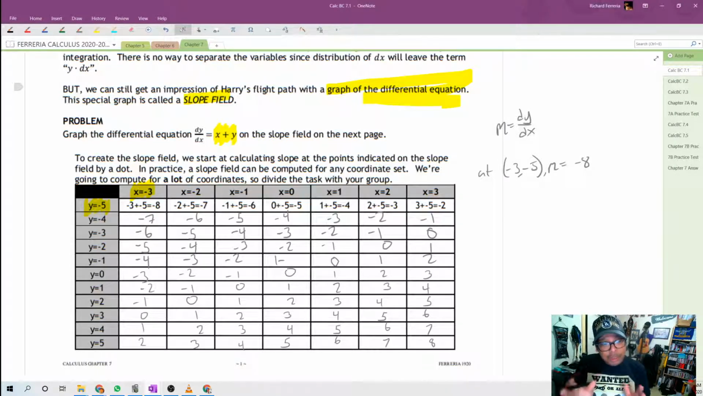And you can rest assured that if you were actually going to do this on an AP test, you wouldn't have this many coordinates to do. Probably somewhere between 5 and 8 coordinates are typically what we see on the AP test. So don't feel like there's going to be a big time waste on the AP test. It's just going to be a lot fewer coordinates. So now that we have done this, we have the slope at all of these coordinates.